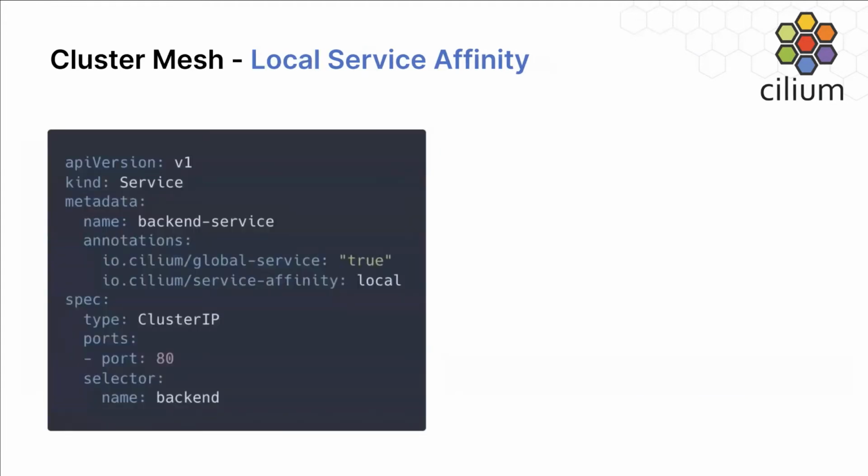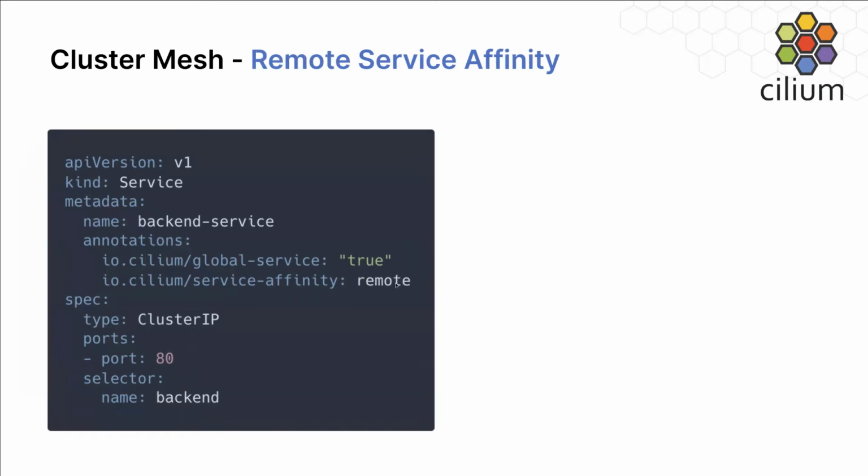So how does this all work? Through simple annotations. This is a simple service where we first of all have the io.cilium/global-service: true annotation. This will trigger the service to be a global service. And then you would add an annotation io.cilium/service-affinity: local or io.cilium/service-affinity: remote to prefer local or remote endpoints. Super easy to operate. Once you apply it, Cilium will update almost instantly the eBPF maps and load balance as such.